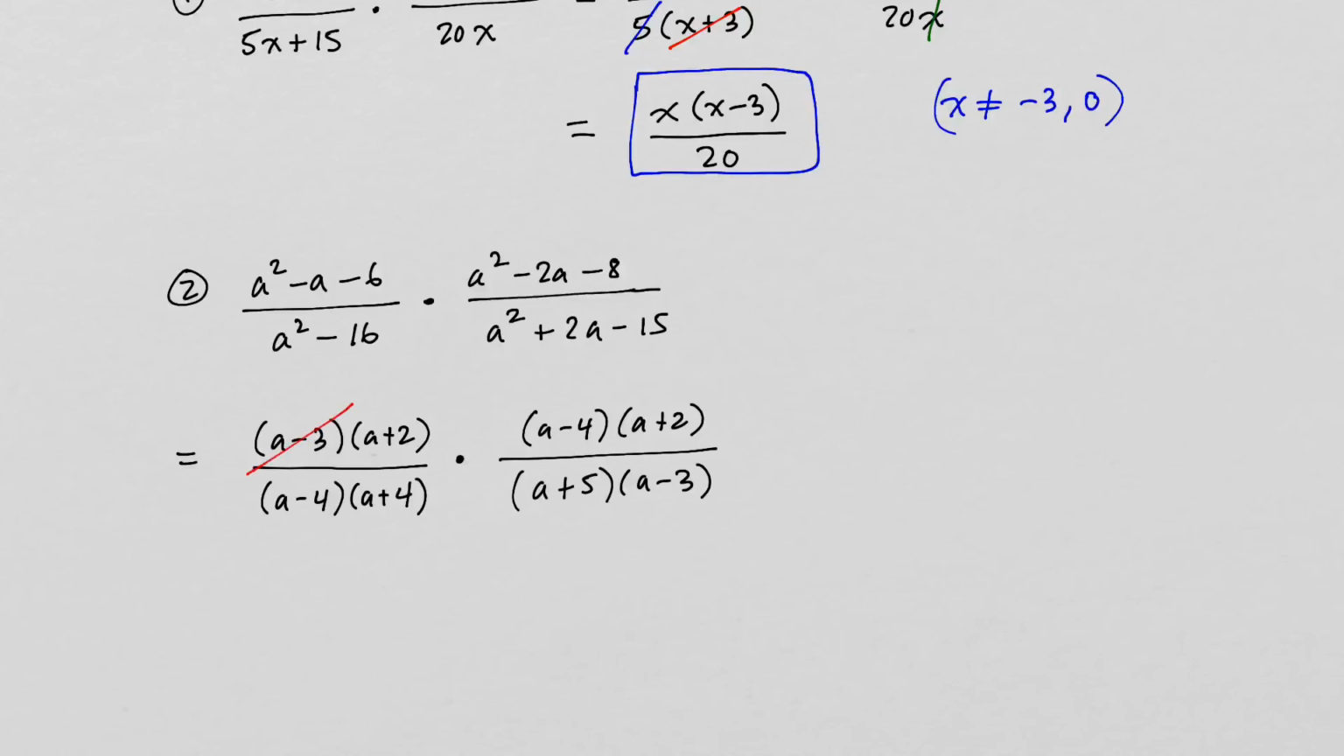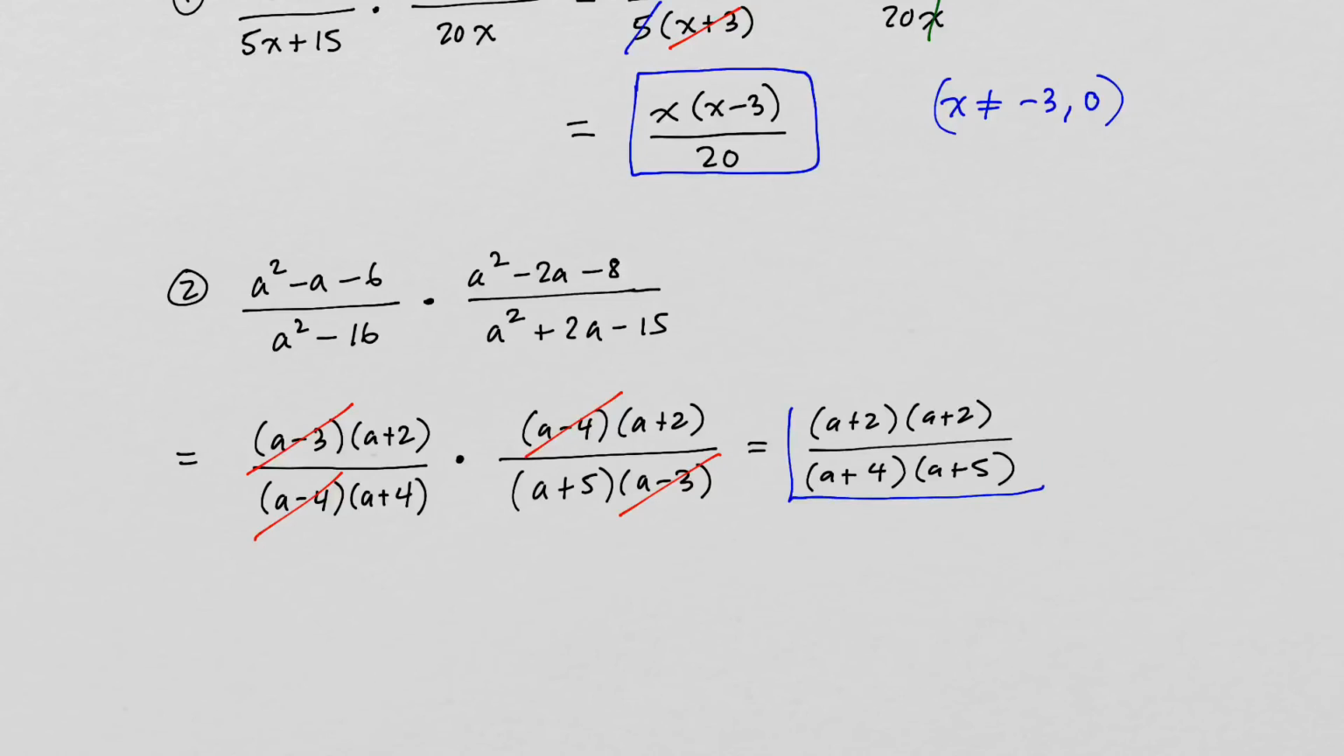So a minus 3 cancels with a minus 3. A minus 4 cancels with a minus 4. And after that, there are no other common factors that we can cancel. So what we have left over in the numerator is a plus 2 times a plus 2, and in the denominator, a plus 4 times a plus 5.